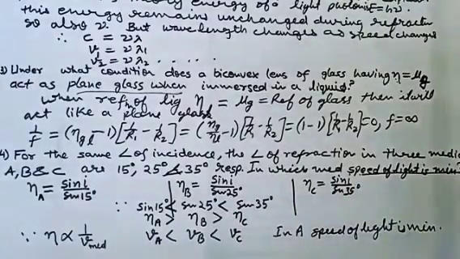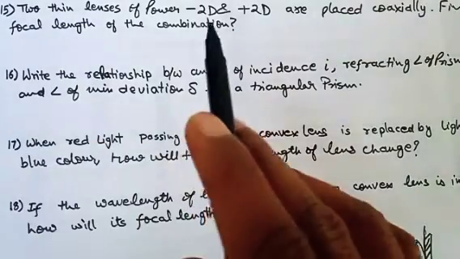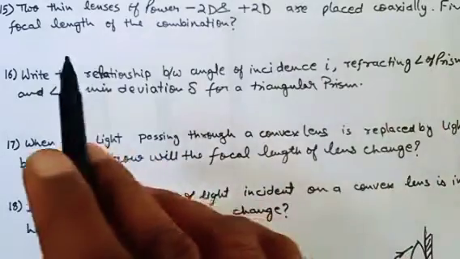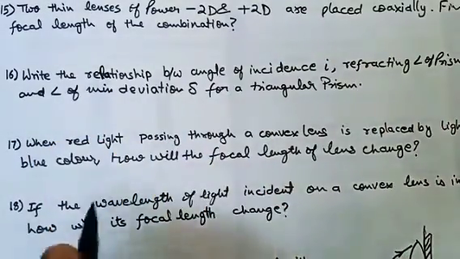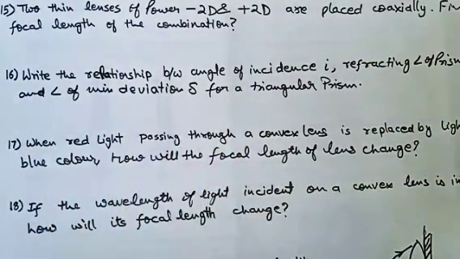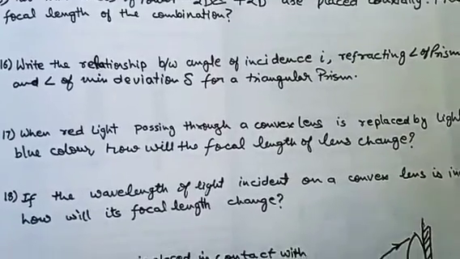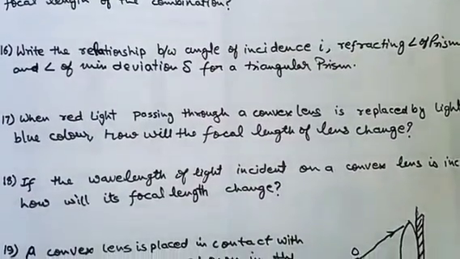That's all. Next, two thin lenses of power are placed coaxially, find the focal length of the combination. We did such a question earlier, so I'm not repeating it. Write to me in the comments, and if there is any problem, I will give a separate solution.